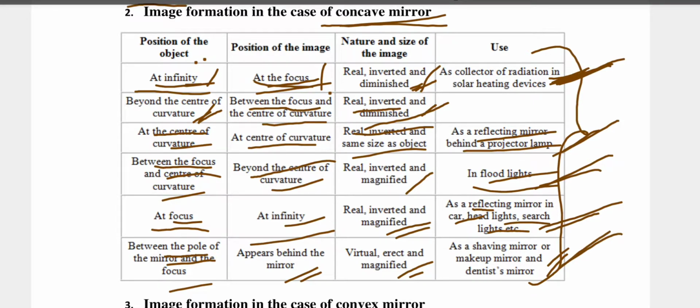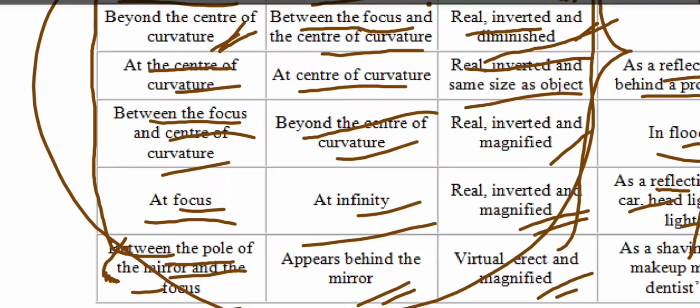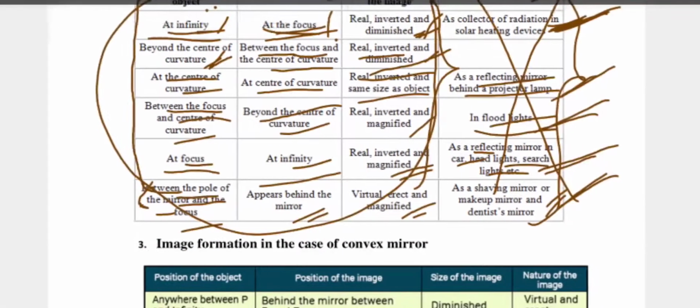Okay. So this is not important while solving the problems. Only these things are very important. So remember, when the object is placed at infinity, the image will be formed at focus. So see, in the first 5 cases, whatever image you get is always real and inverted. Only in the last case what you get is virtual and erect.